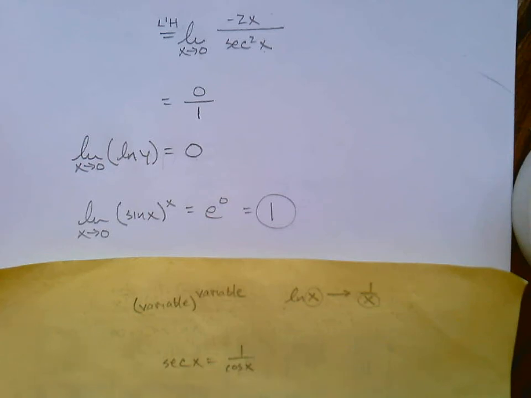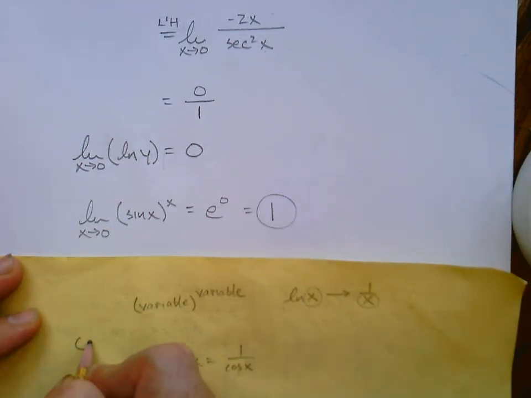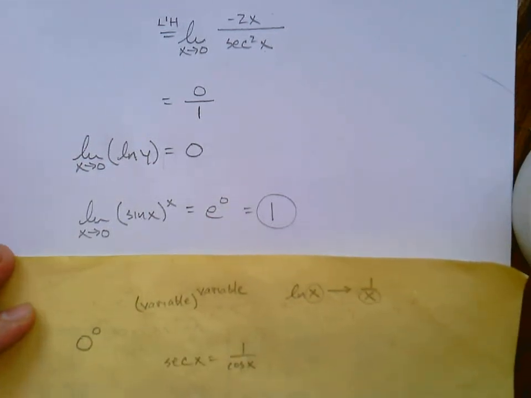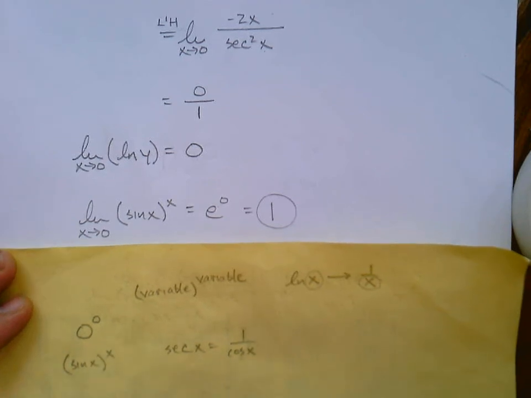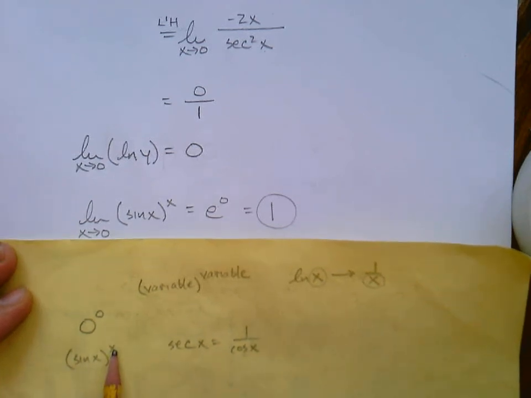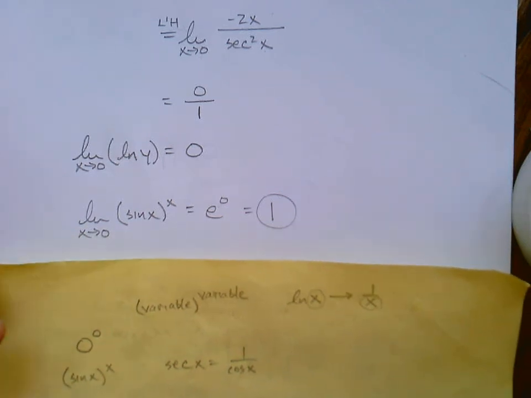So who won the tug of war, right? It was 0 to the 0. And it was actually the exponent. The exponent pulled it towards 1 faster than this part could pull it towards 0. Right, it was sine x to the x. The x was going towards 0 faster than sine x was going towards 0. That's interesting. That's kind of bizarre.